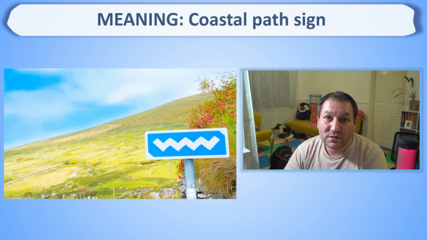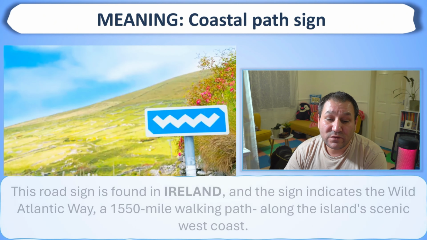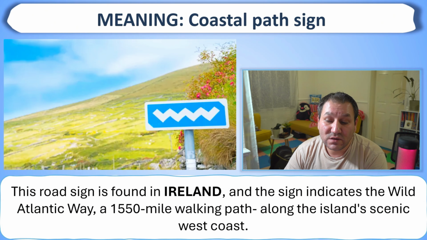22. Meaning coastal path sign. This road sign is found in Ireland, and the sign indicates the Wild Atlantic Way, a 1,550-mile walking path along the island's scenic west coast.